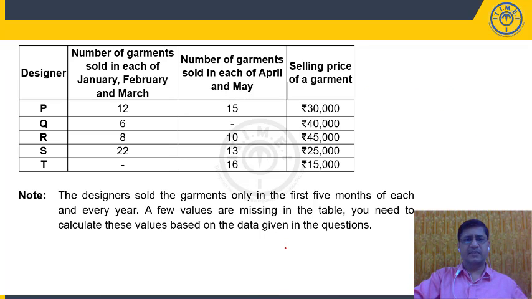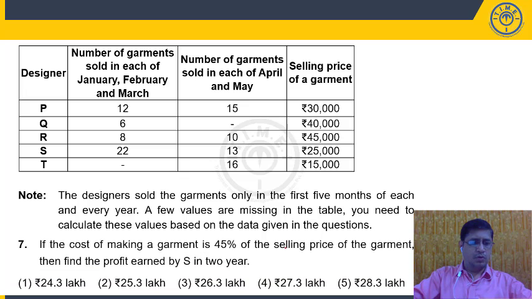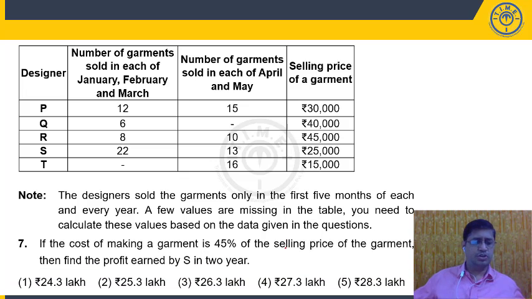The same data is given here, we just need to solve this example. Now look at this question. If the cost of making a garment is 45% of the selling price, take the selling price as 100%, so the cost of production is 45. What is the profit? Profit is equal to 100 minus 45, so 55% is the profit. Now what is being asked in this question? Find the profit earned by S in 2 years. So we need to find the S value.